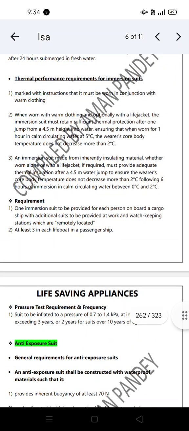The life jacket and immersion suit must retain sufficient thermal insulation after one jump, whether worn alone or with clothing and the life jacket. Insulating material. Okay.